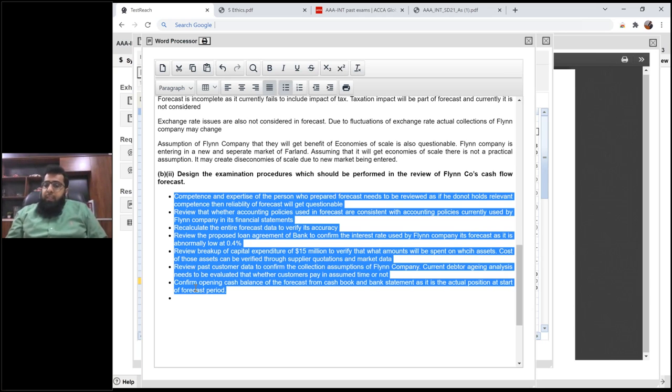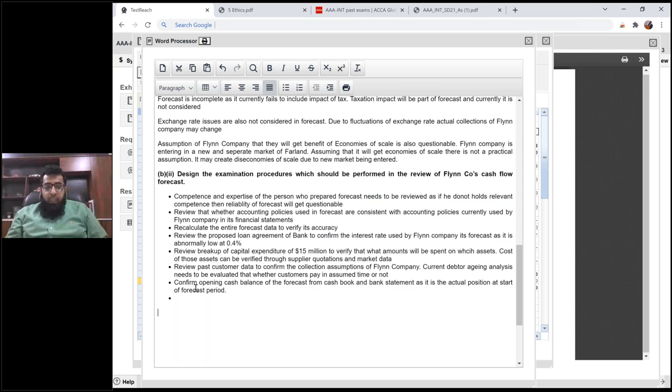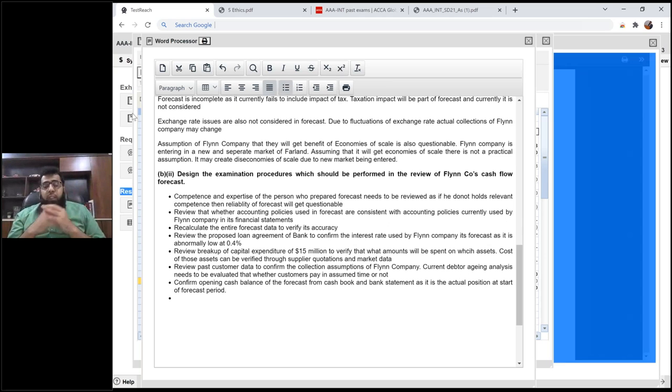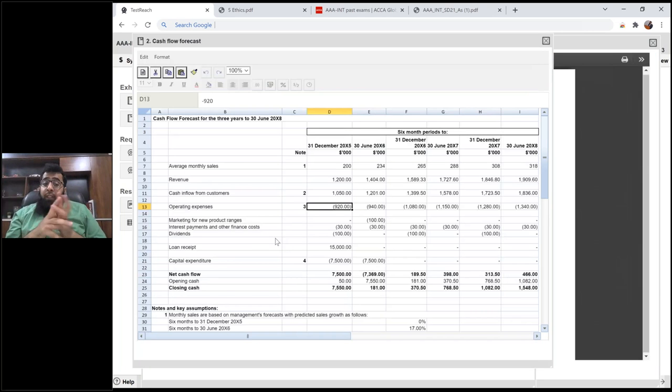Look at the forecast and you will start getting them. You can take the breakup of the operating expenses so that you can get the fixed element and the variable element, that is, what is the fixed cost in the operating cost and what is the variable cost, because the variable cost should be increasing in line with the increase in revenue. Get the breakup of the operating expenses. You can compare the breakup of operating expenses with the previous year to verify completeness. Okay. What else can you do?